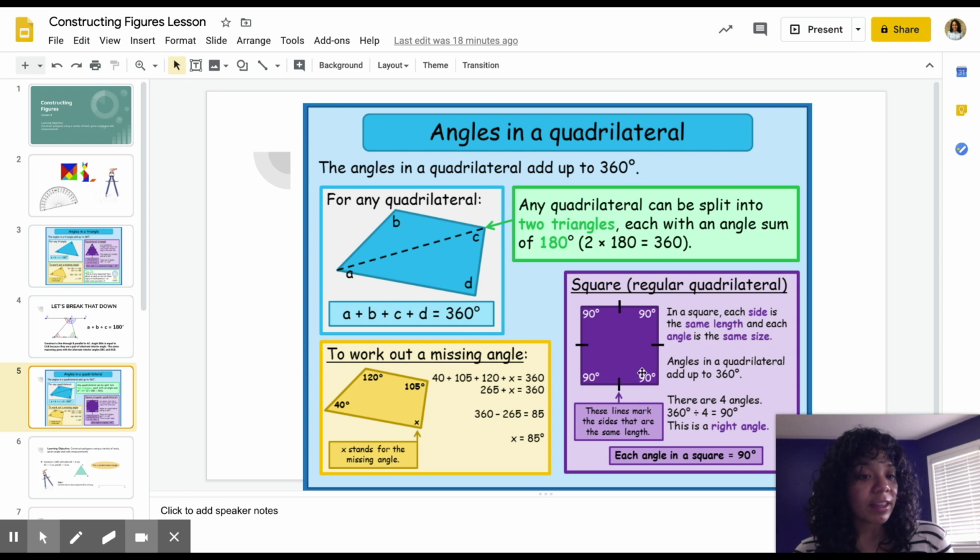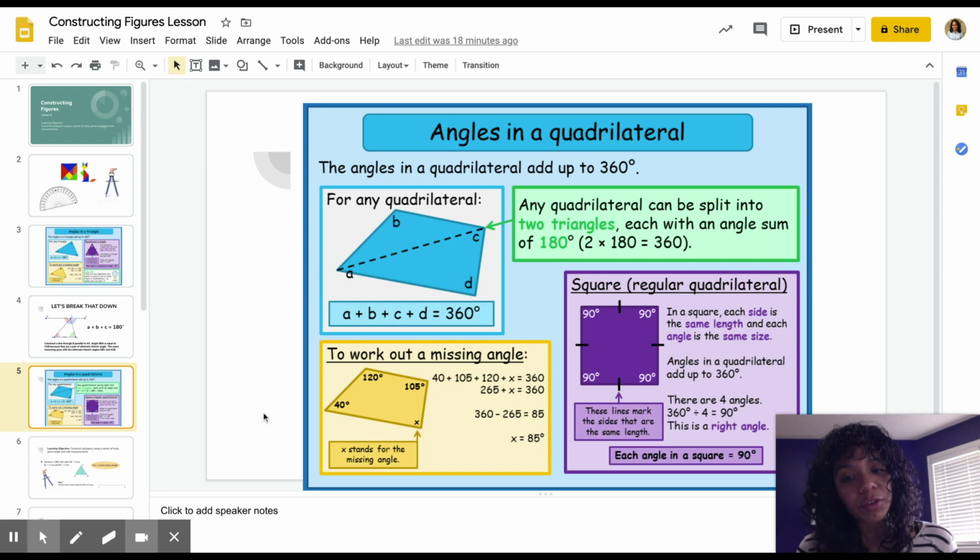You can see this when it comes to a square. We know that a square is a regular quadrilateral because all the sides and all the angles are equal. And the angles in a quadrilateral add up to 360. We know that a square has 4 right angles. Okay, so 90 plus 90 plus 90 plus 90 equals 360.